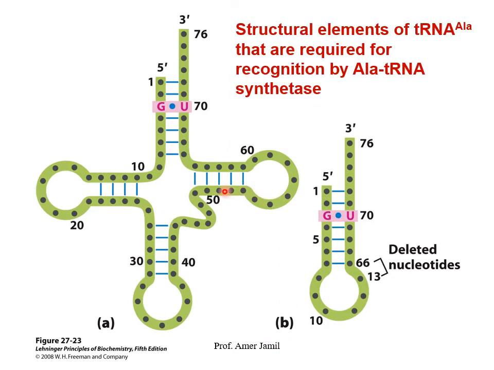These are the structural elements of tRNA alanine that are required for recognition by alanine tRNA synthetase. So in this case, the shaded portion is what is important.